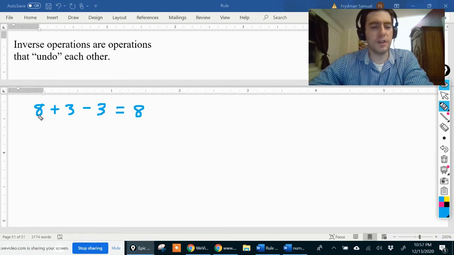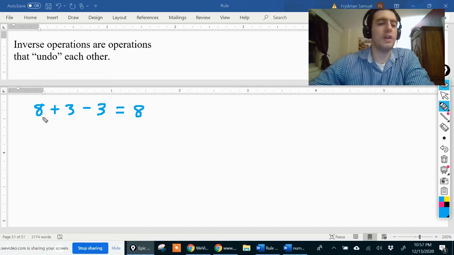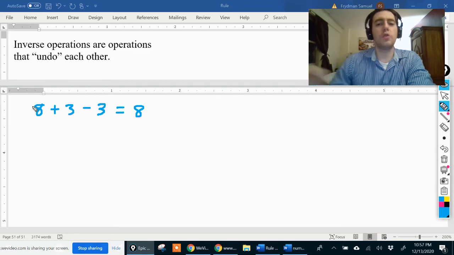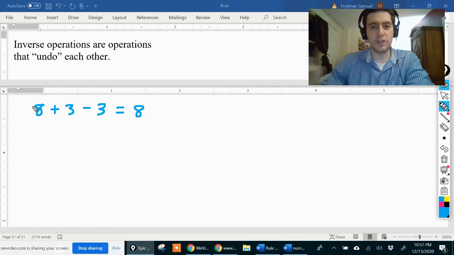Okay, so we started with a number, we added 3, and then we subtracted 3. We added something and then we subtracted the same number, and the number that we ended up with is exactly the same as the number that we started with. So it's like this subtraction over here undid the addition that we did over here so that we ended up with the number that we started with. So we would say that addition and subtraction are inverse operations.